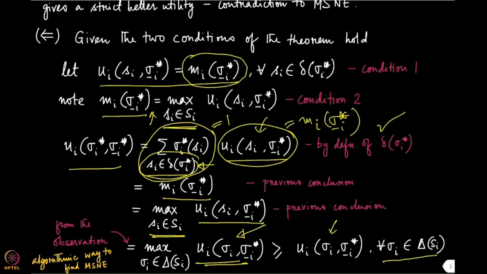So we wanted to prove that if you look at sigma I star, sigma minus I star, and player I makes a unilateral deviation to sigma I, for all such sigma i's, this inequality is going to hold. And we have assumed an arbitrary player I, and therefore this inequality should hold for all I in N. And therefore we have proved that this particular strategy profile, sigma I star, sigma minus I star, is a mixed strategy Nash equilibrium. So that proves both the directions of this characterization theorem.